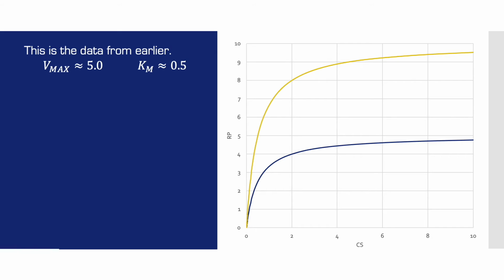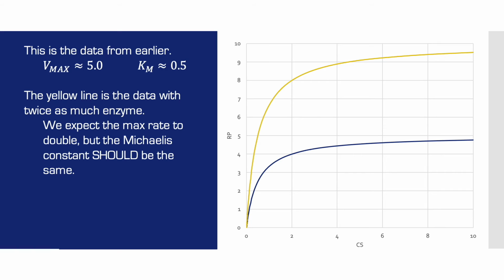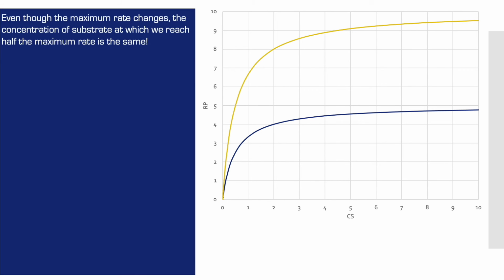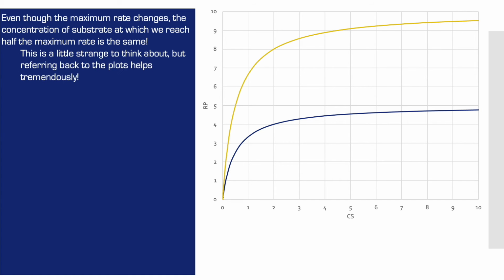This is the data from earlier. Vmax is approximately 5 and Km is approximately 0.5. The yellow line is the data with twice as much enzyme. We expect the max rate to double, but the Michaelis constant should be the same. Let's check to see what the concentration at half of the maximum rate is, as we did earlier. Even though the maximum rate changes, the concentration of substrate at which we reach half the maximum rate is the same. This is a little strange to think about, but referring back to the plots helped tremendously.